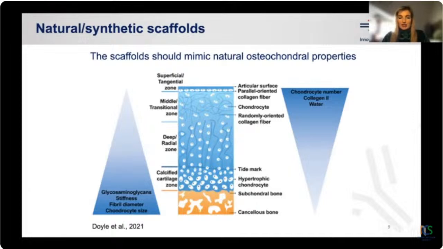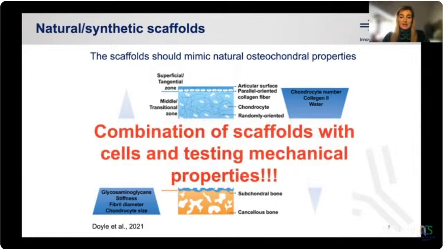So in order to maintain those beautifully arranged fibers, the developed scaffolds should also be mixed together with cells and tested mechanically in the lab. In that case, the cells will restore the extracellular matrix around the scaffold tissue, and they will build the collagen network that is required in the cartilage and in the bone.